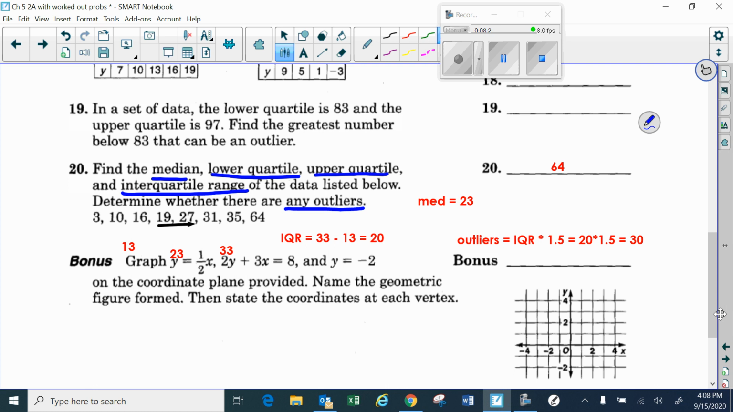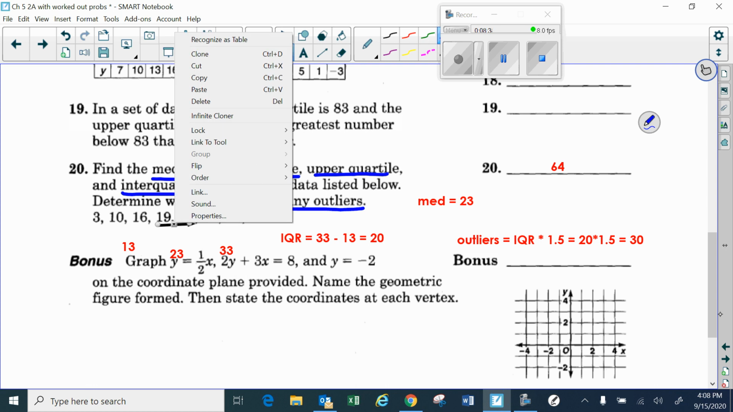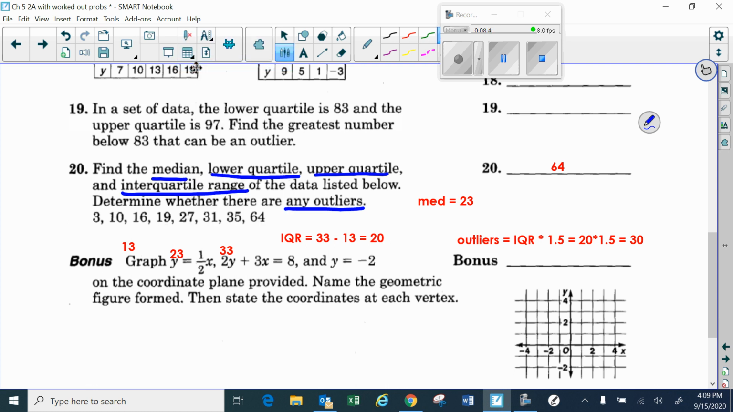Then I count. Remember, the median is the middle number. So how many numbers do I have here? 1, 2, 3, 4, 5, 6, 7, 8. So there's 8. So I have to pick the two middle numbers. Here are my two middle numbers, and the median is the midpoint between those two middle numbers. You see I have 3 above and 3 below. These are my two middles because I have an even number. Anytime you have an even number, you're going to have two middles. If there's an odd number, there's going to be one exact middle.